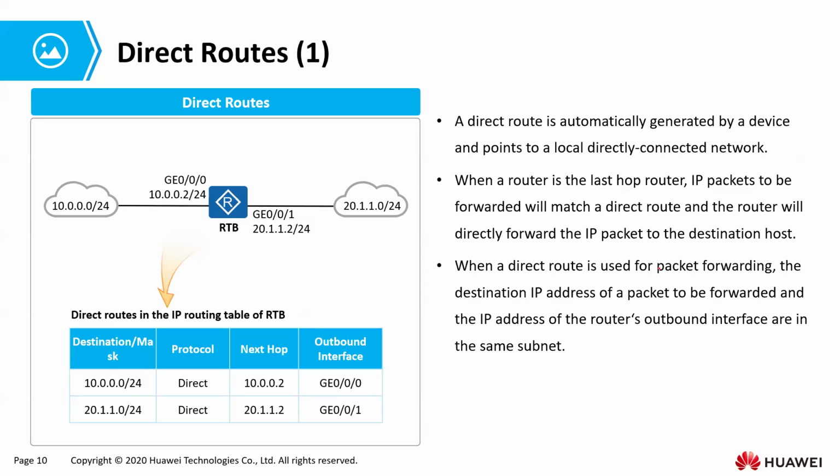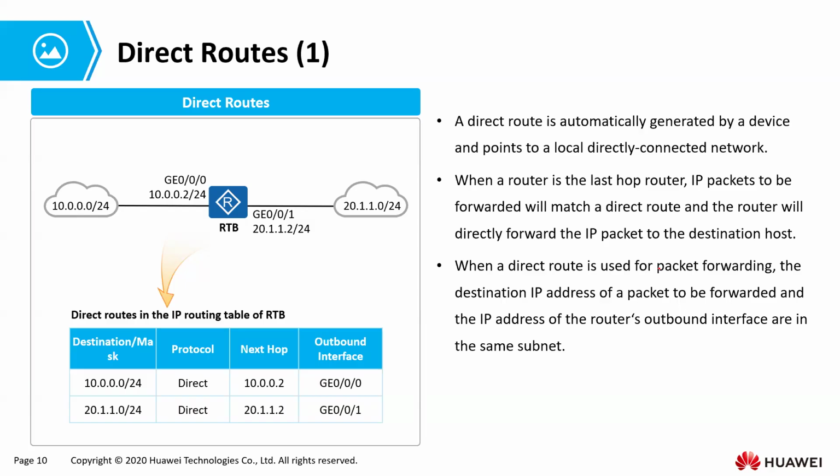On our direct routes, a direct route is automatically generated by a device. We've touched on that. When a router is the last hop router, IP packets to be forwarded will match a direct route, and the router will directly forward IP packets to the destination. When a direct route is used for packet forwarding, the destination IP to be forwarded and the IP address of the router's outbound interface are in the same subnet.